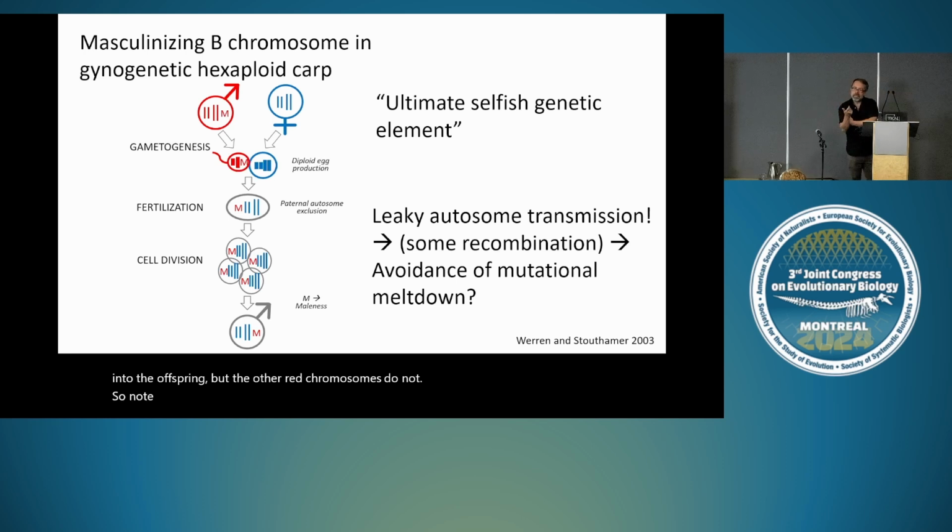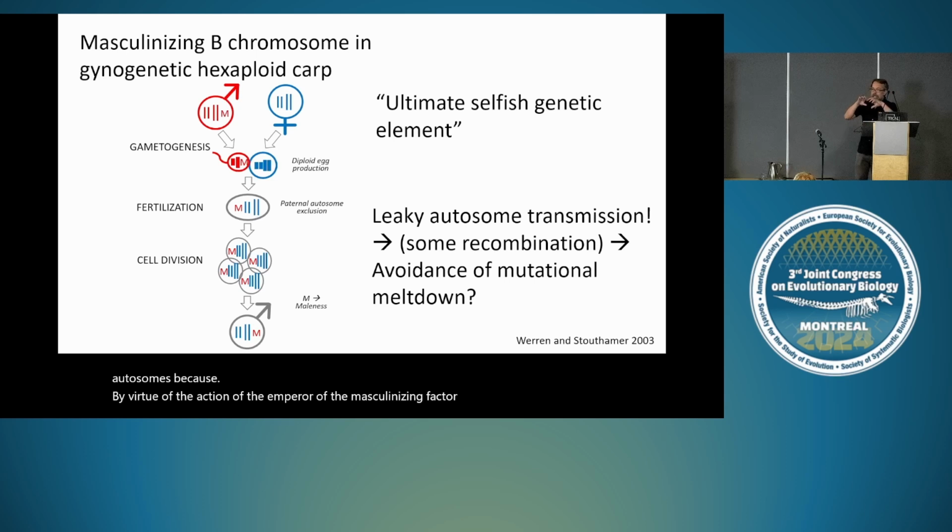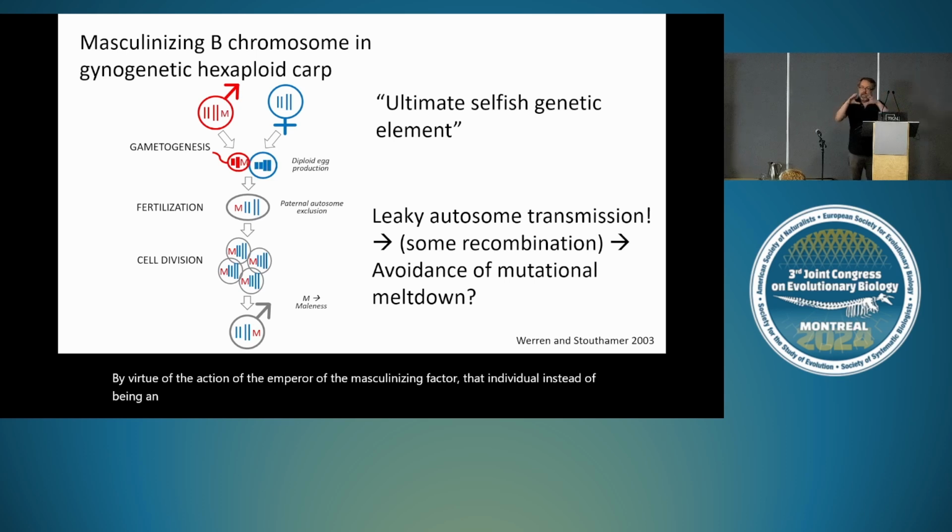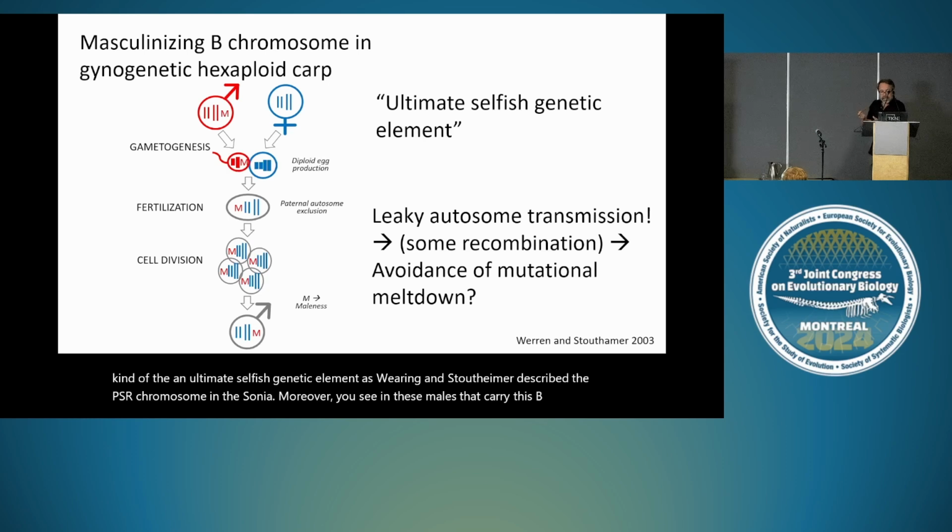So note here that the presence of this masculinizing element is a real bummer for the autosomes, because by virtue of the action of the masculinizing factor, that individual, instead of being an asexual female, is a male that will never transmit its chromosomes. And so this is kind of an ultimate selfish genetic element, as Werren and Stouthamer described the PSR chromosome in Nasonia. Moreover, you see in these males that carry this B chromosome leaky autosome transmission, leading to some recombination, possibly helping to avoid mutational meltdown and stabilizing the system in a second way.